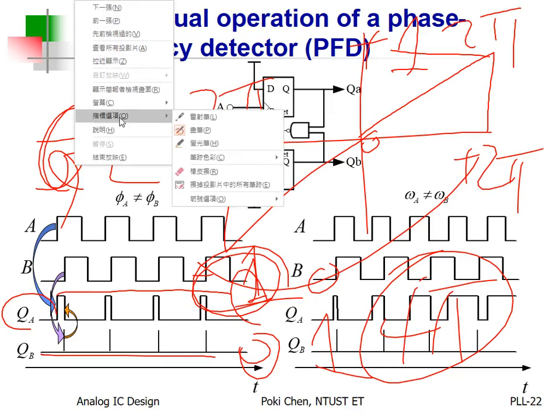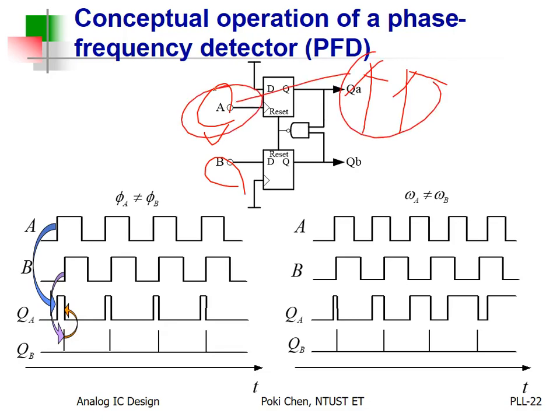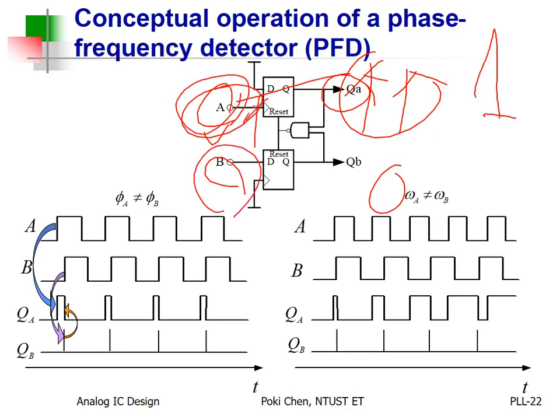If the frequencies are not the same, so if my frequency is higher than yours, frequency instead of phase, higher frequency means what? More rising edges for A, right? So it is more likely the output of A will be set to 1 than B, right? Do you get the point? If my frequency is higher than yours, my rising edges will be more than yours. So I will be more likely to set my output to 1. That's it. Got it? So my output on average will be larger than yours.